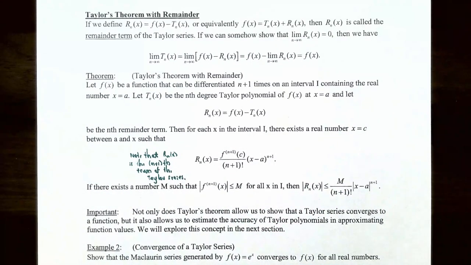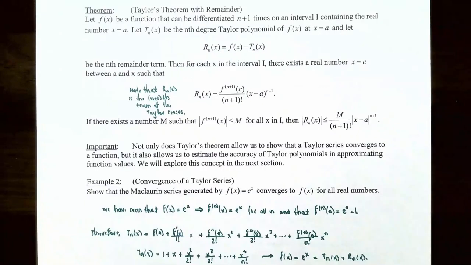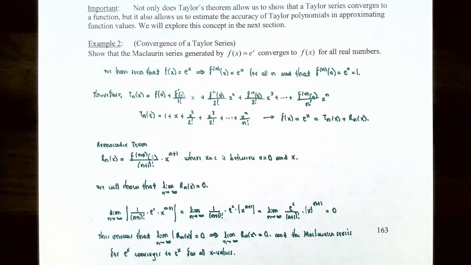So this is what's called Taylor's theorem with the remainder term. What's important about Taylor's theorem is that it not only allows us to show that a Taylor series converges to a function, but also allows us to estimate the accuracy of the Taylor polynomials in approximating the function at its function values. We're going to explore this concept in a later video.